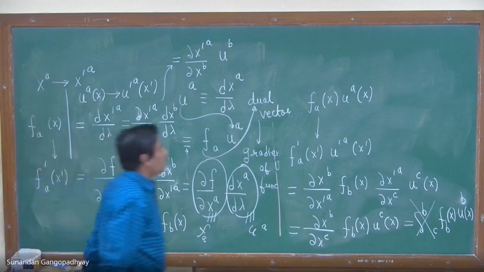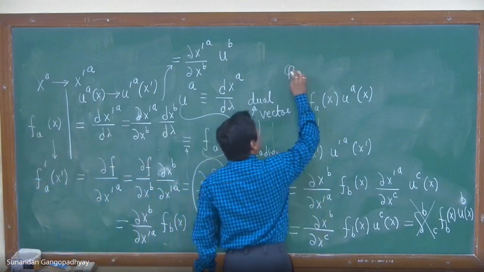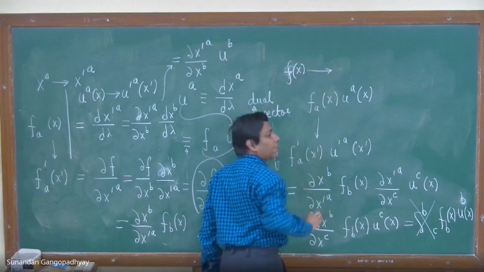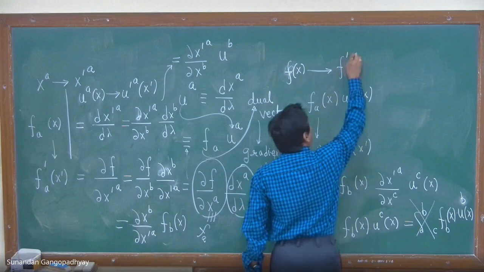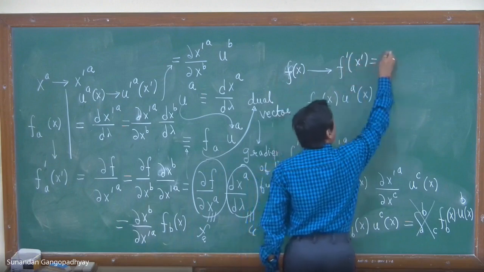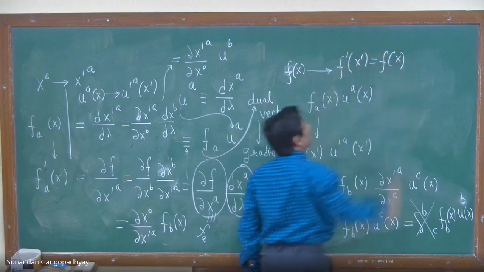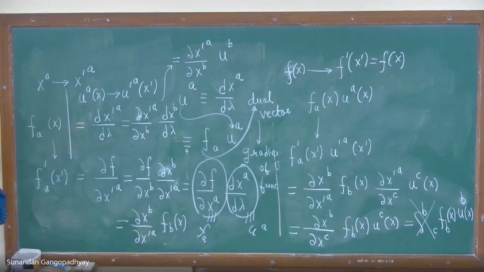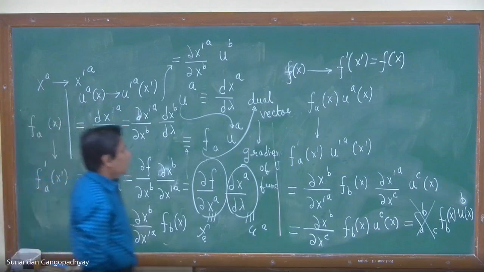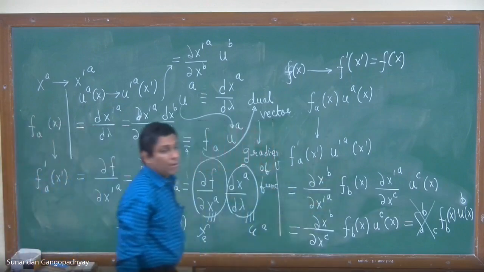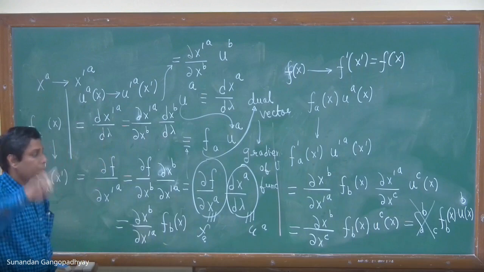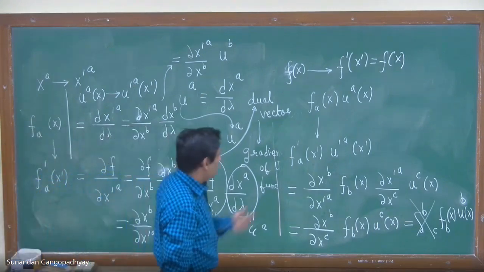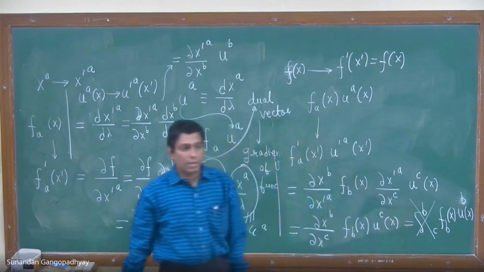So what is a scalar? Basically, if you have a function f of x, under coordinate transformation, if you go to f prime of x prime, that will be equal to f of x. This is the definition of a scalar. Anything which transforms like that is called a scalar. So you can see that the rate of change of the function with respect to the parameter lambda, by which the curve is parameterized, is also a scalar quantity.